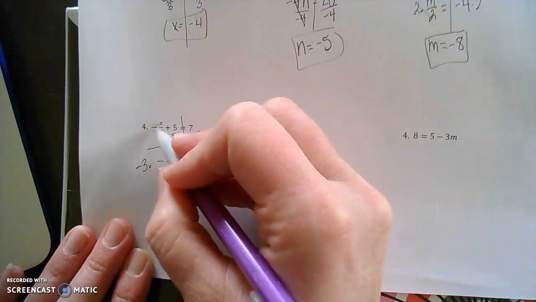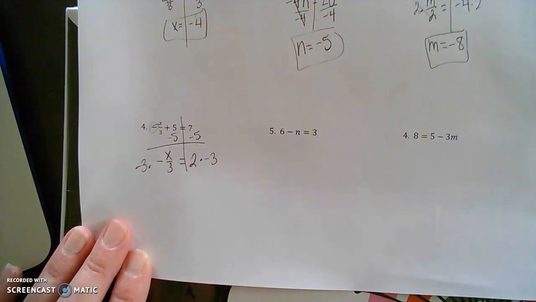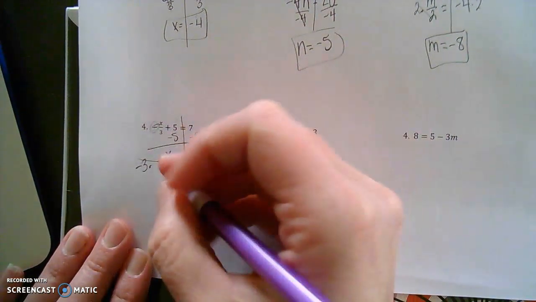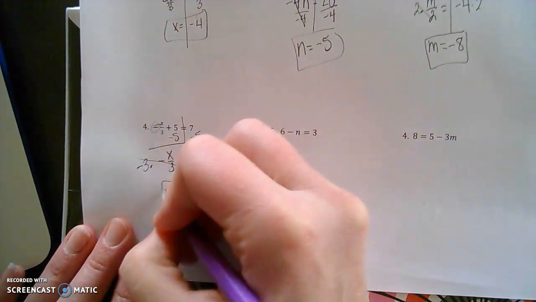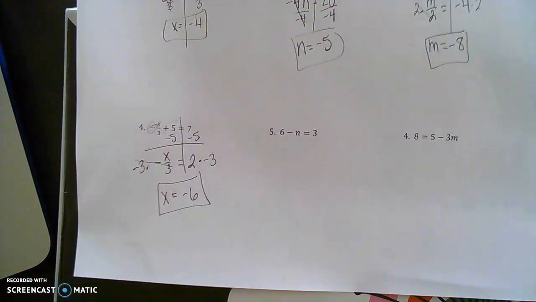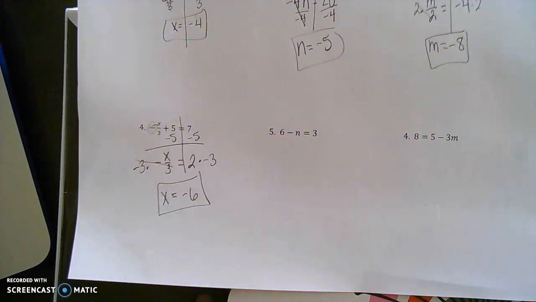Anytime there's a negative left out in front, you have to get rid of it. So those will cancel out. x equals 2 times negative 3, which is negative 6. So anytime you have a negative in front of a fraction, you want to multiply by the negative of whatever the denominator is.